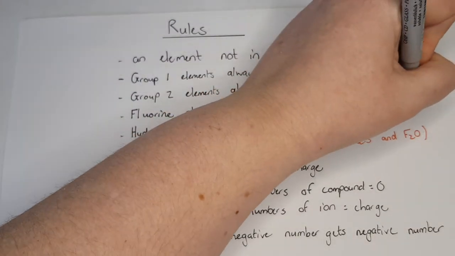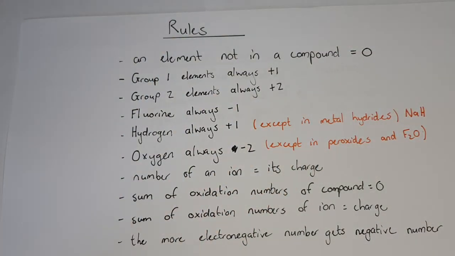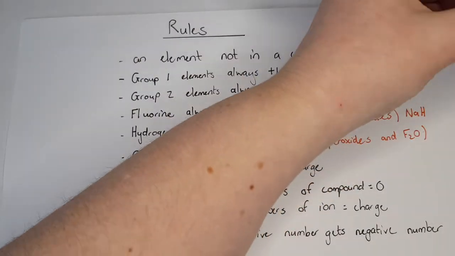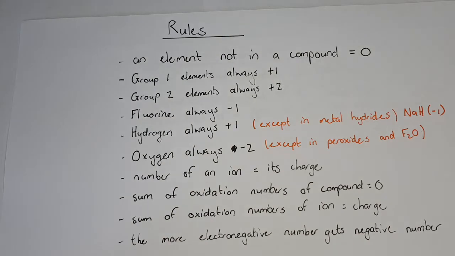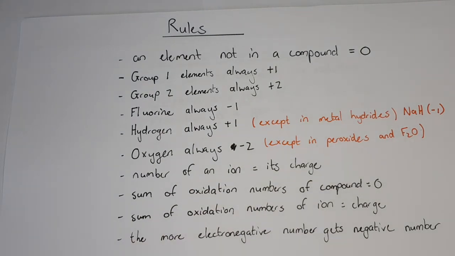So for example, NaH, because then the Na gets the plus, so then the hydrogen becomes minus 1. Oxygen is always minus 2, except in peroxides, where it's going to be plus 2. And then the oxidation number of an ion is always going to be its charge. The sum of oxidation numbers in a compound must always add up to 0. The sum of oxidation numbers of an ion must add up to its charge, and the more electronegative element will always get the negative oxidation number.